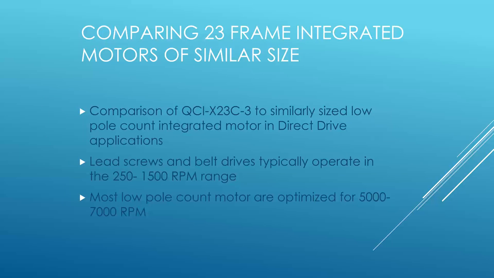I want to compare our motor, this X23C3, to a similar size low pull count integrated motor made by another popular company. To consider here, most lead screws and belt drives are typically operated between 250 and 1500 RPM. If you operate a lead screw longer than about 18 inches, you're only getting about 900 or 1,000 RPM before the lead screw starts whipping, where it will damage itself. So this is very common. Most low pull count motors are optimized for 5,000 to 7,000 RPM, which means you're either throwing away most of the power or you're buying a gearhead with this.